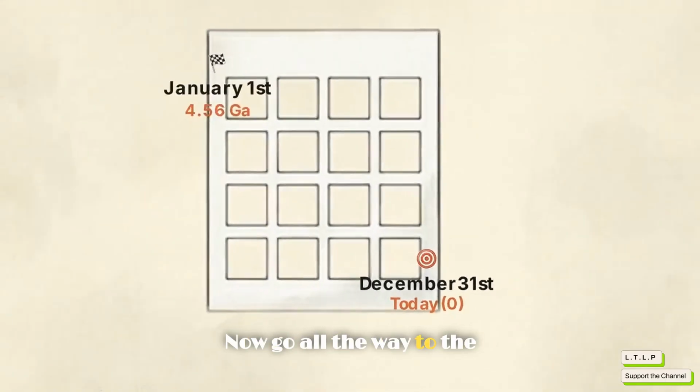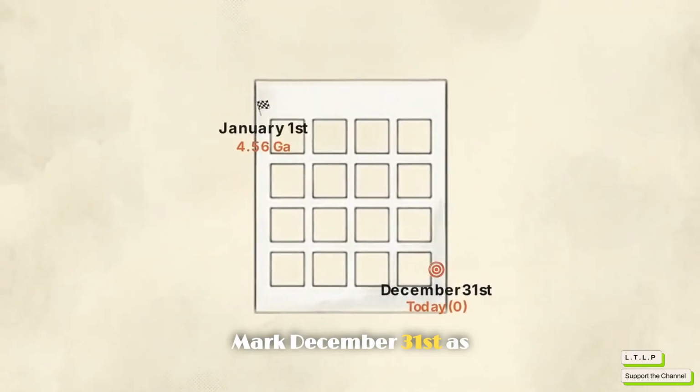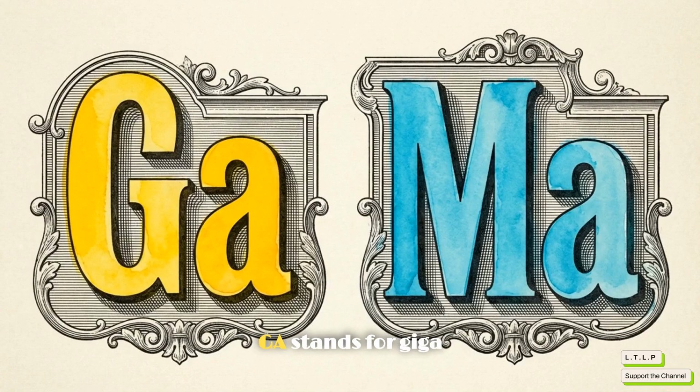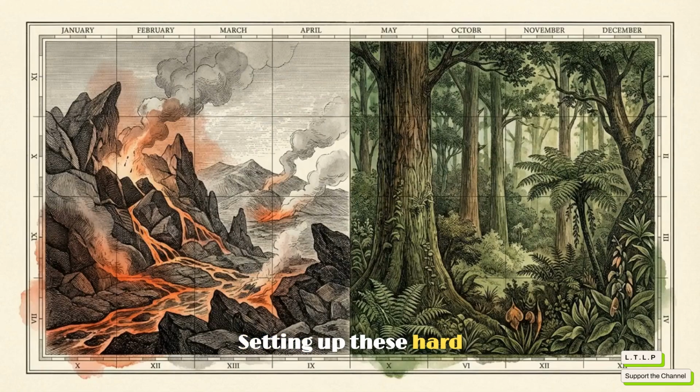Now go all the way to the end. Mark December 31st as 0, or today. Let's define our terms. GA stands for gigaannum, meaning billions of years ago. MA stands for megaannum, or millions of years ago. Setting up these hard boundaries gives us the exact framework we need to properly scale the physical and biological evolution of the planet. Let's start filling in the dates.